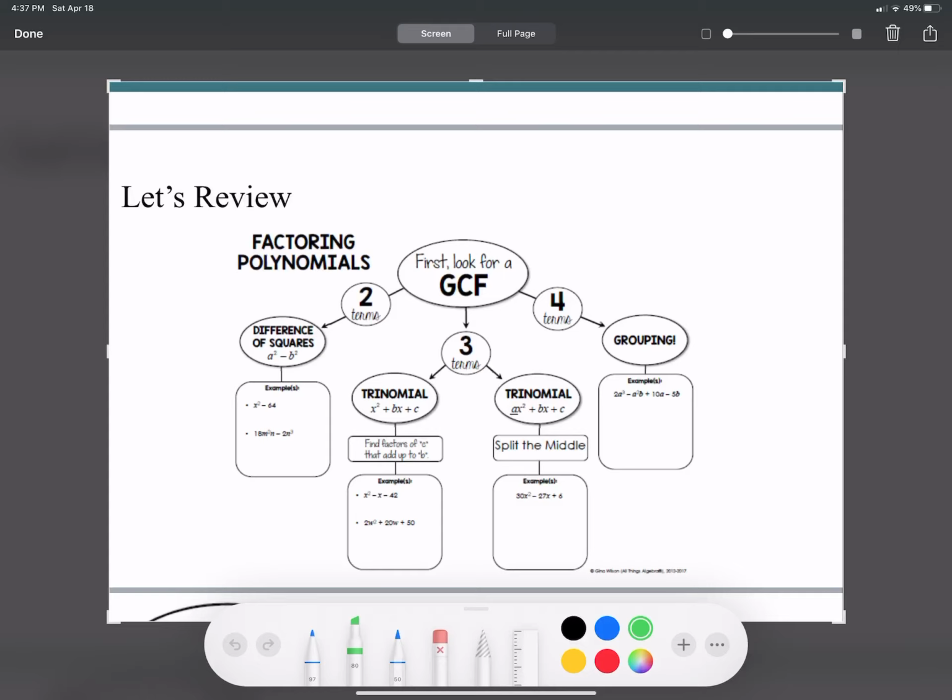So, if you'll remember, when we were factoring before we left, we always had to check to see if we had a GCF. That was the first thing that we always looked for. Once we did that, we could determine whether we were looking at a polynomial with 2 terms, 3 terms, or 4 terms, and that determined how we would factor our polynomial. So we're going to look at each of these individually.